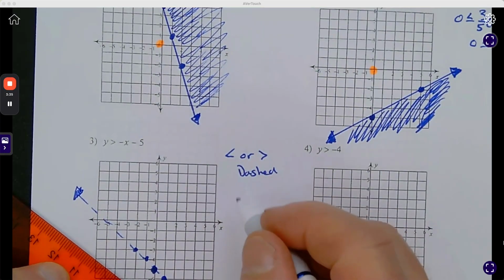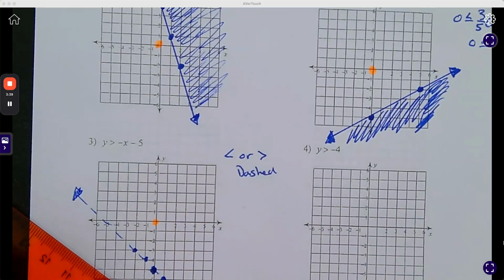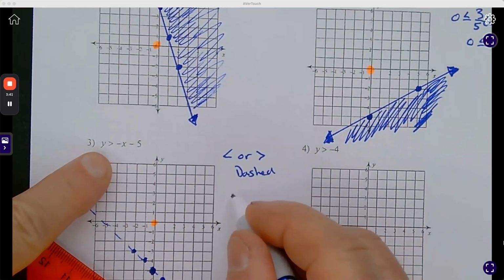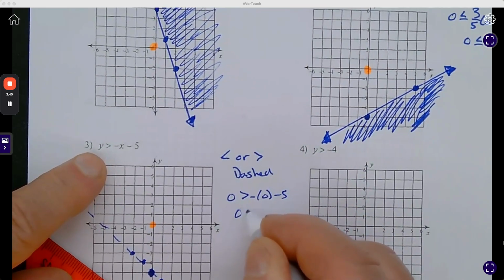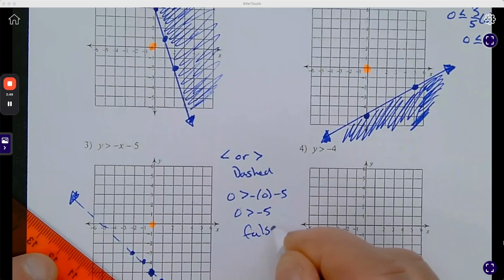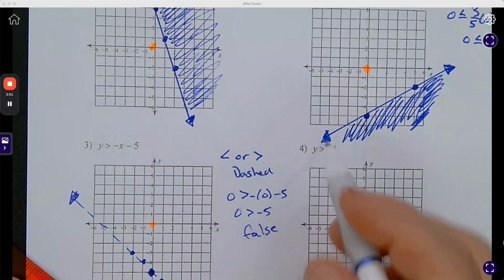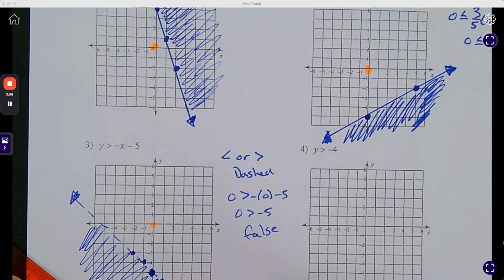Now I'm going to do a test point. I'm going to use 0, 0. 0 greater than 0 minus 5. That is false. 0 is not greater than negative 5, so that's false. So all of these are true.